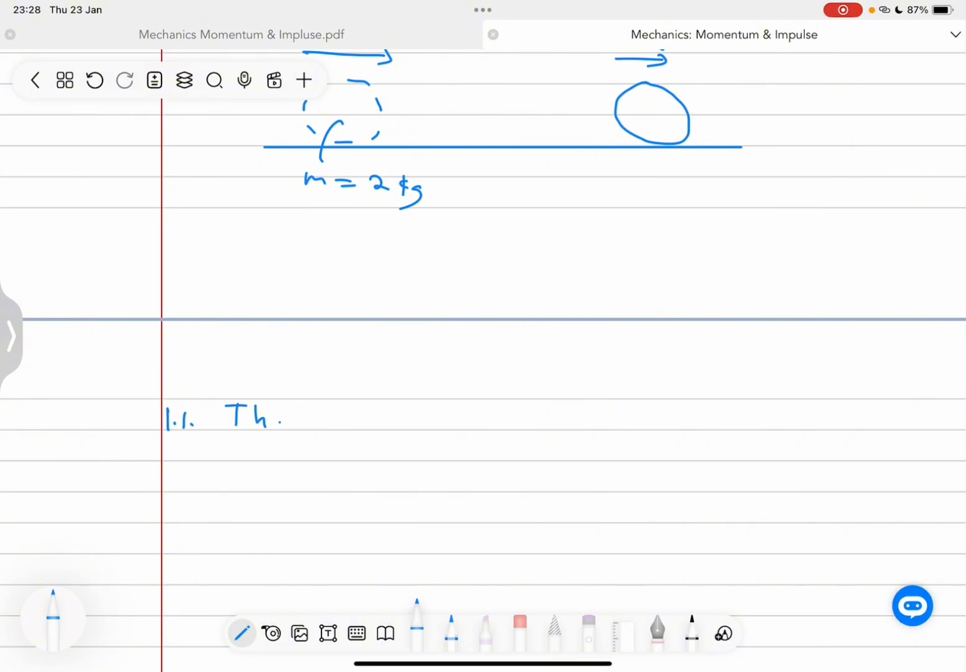Momentum can be defined as the product of mass and velocity of a moving object.